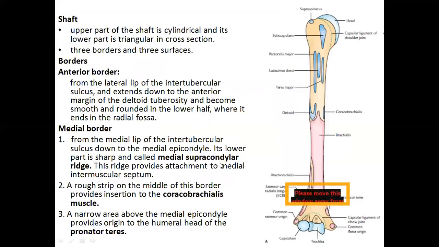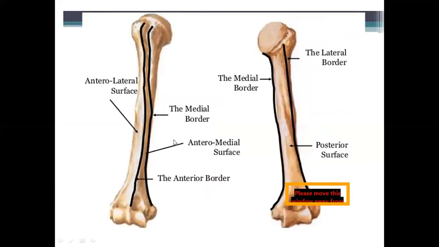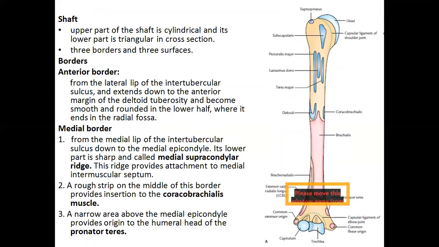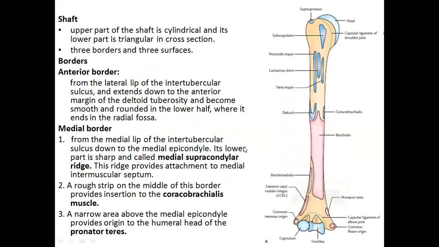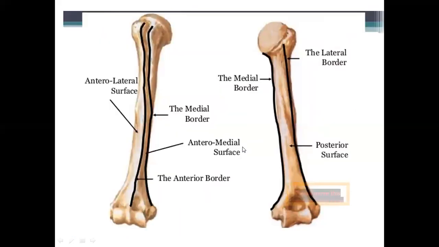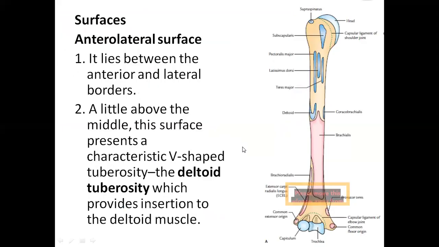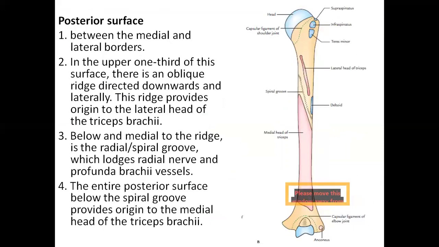The same thing is written as text, and it becomes too much if I just read it for you. Try to read from the textbook, understanding this diagram. Pause the video, try to learn the borders and surfaces, and then read for yourself. You will definitely understand. Then what is the name of the tuberosity I said in the middle of the shaft? We have the deltoid tuberosity.